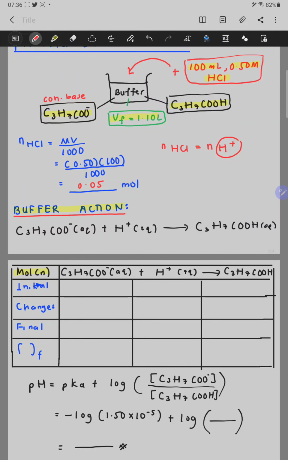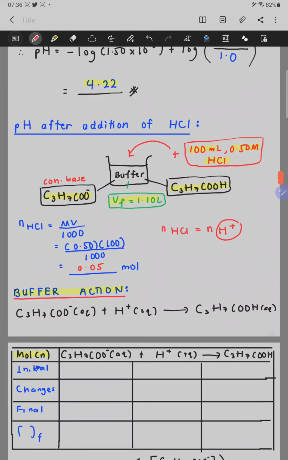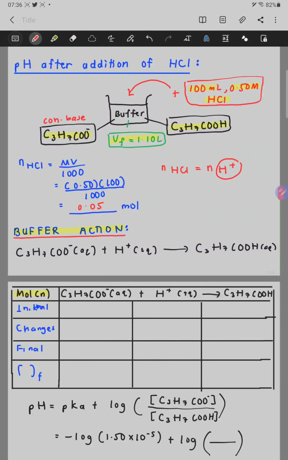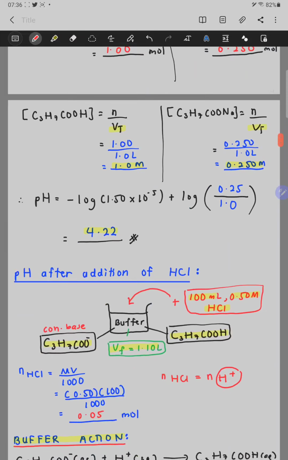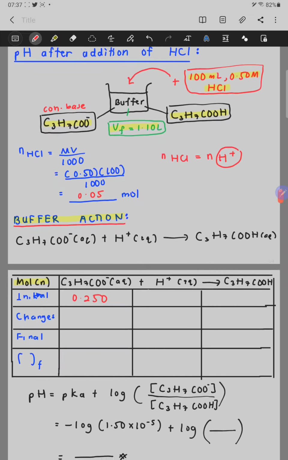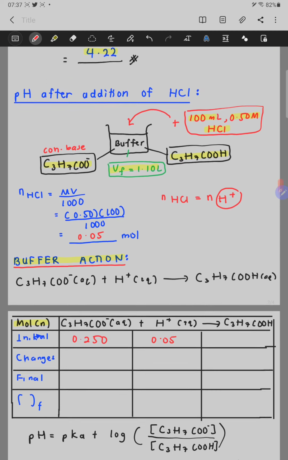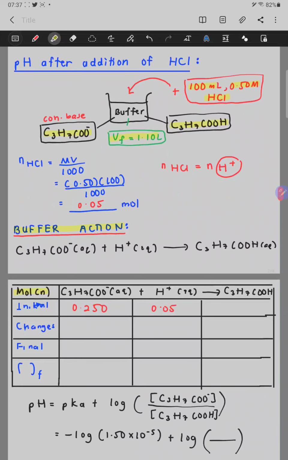So number of mole of conjugate base inside the beaker right now, kita tahu C3H7COO minus, number of mole dia akan sama dengan number of mole of salt, which is 0.250 mole. Number of mole of H plus adalah 0.05 mole. And number of mole of weak acid inside the beaker yang kita dah kira atas tadi adalah 1 mole. So this is number of mole of weak acid inside the buffer solution. Initially, kita ada 1 mole.